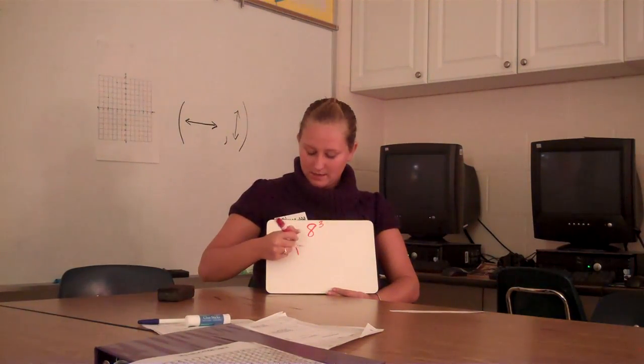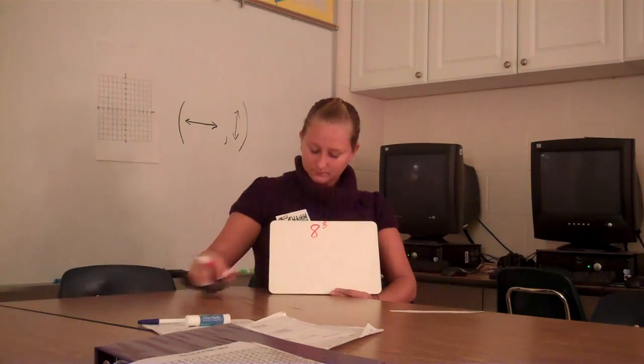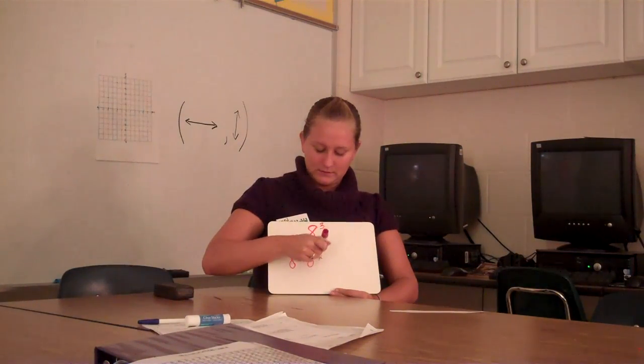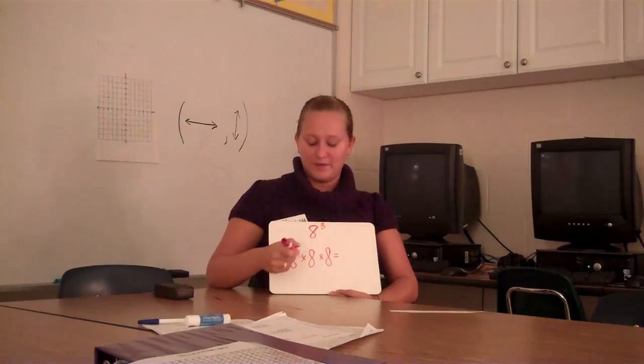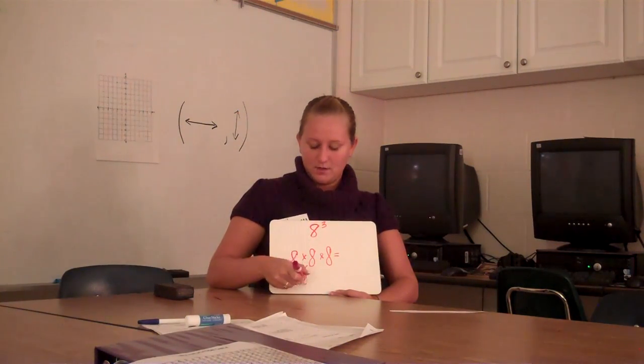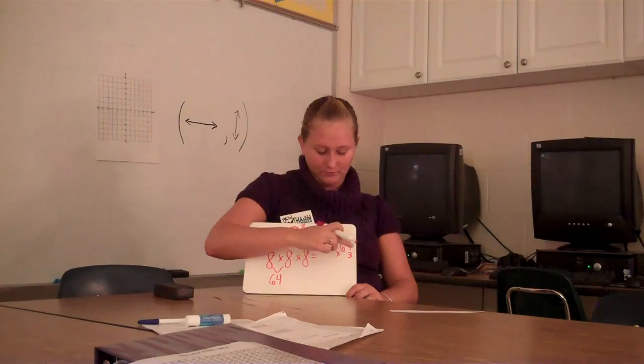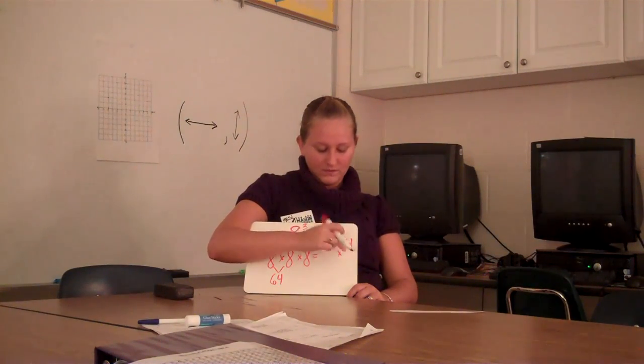Okay? Last example. Pretty simple. Our last example is 8 to the 3rd. This is telling me that I need to multiply 8 3 times. So 8 times 8 times 8. This is going to be a big problem. 8 times 8 is 64. I would then do 64 times 8.